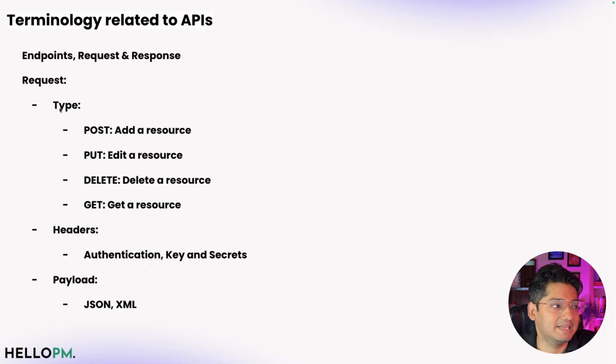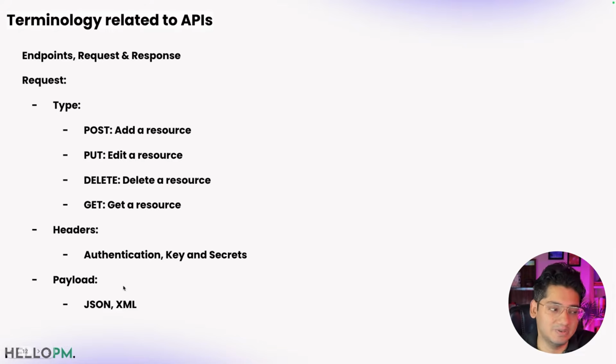Then the request might contain the type, as in if it is a post request, then it is going to add a resource. If it is a put request, then it is going to edit a resource. If it's a delete request, then it is going to delete a resource. And if it's a get request, it is going to get a resource. Then there are headers. They are used to make sure that the right kind of person is accessing the same. Also, any additional information that has to be sent with each and every request would be contained in the headers.